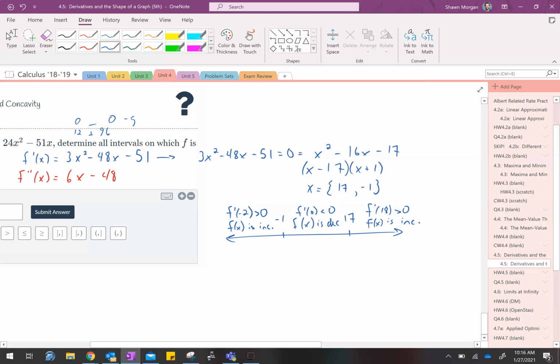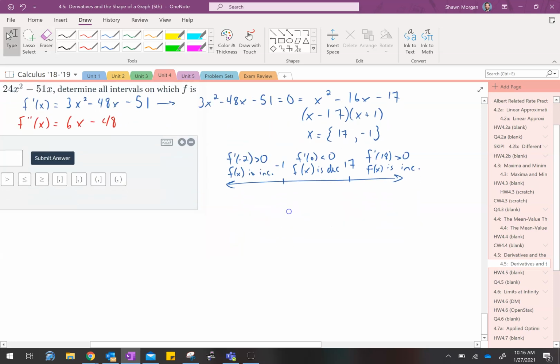So we've got the intervals over which this function is increasing and decreasing. Now let's jump in and do the same thing for the second derivative, and that'll tell us the intervals over which this function is concave up or concave down.